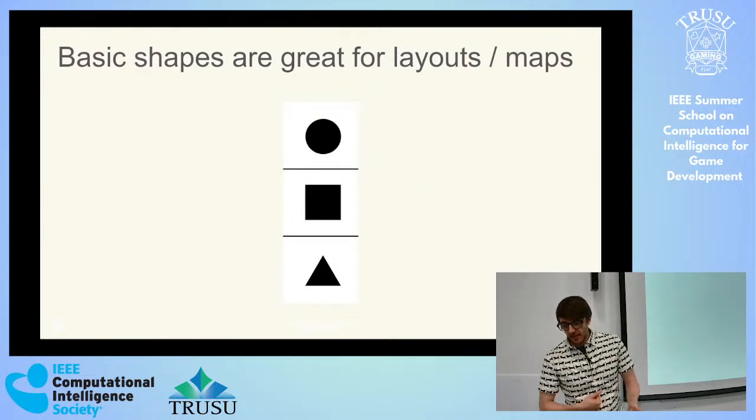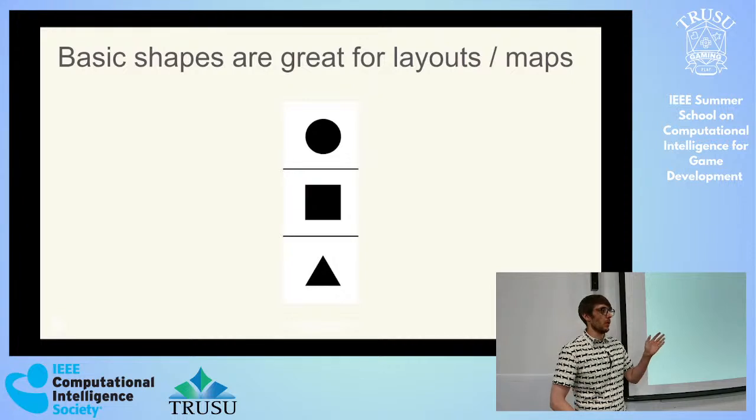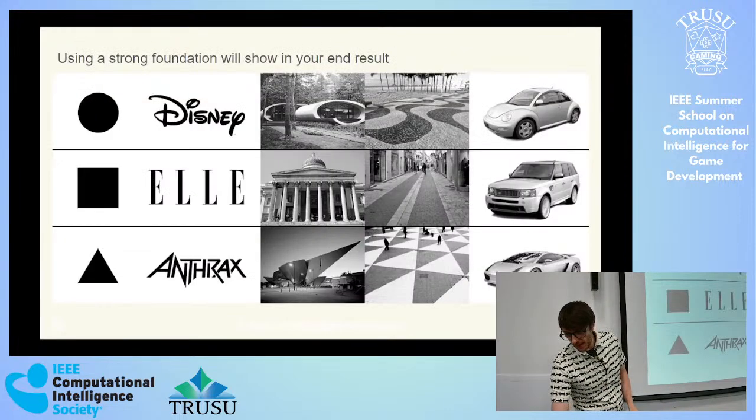For level design, basic shapes are super great for layouts and maps. You've probably all been making areas and it feels a little samey or it's hard to get some real personality in there. Don't overthink it. Literally make a map about squares. Literally make a map where all of your stamp side is triangle shaped. That's it. Everything's going to have three sides. Everything's going to have four sides. Because if you start with a strong foundation, it shows in your end result.